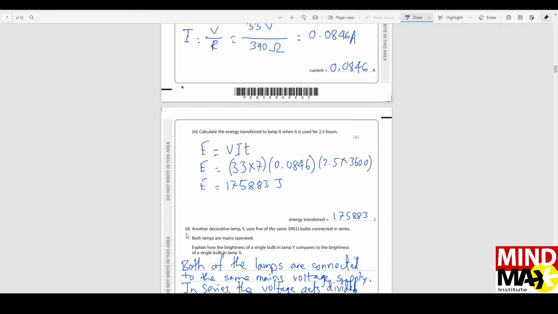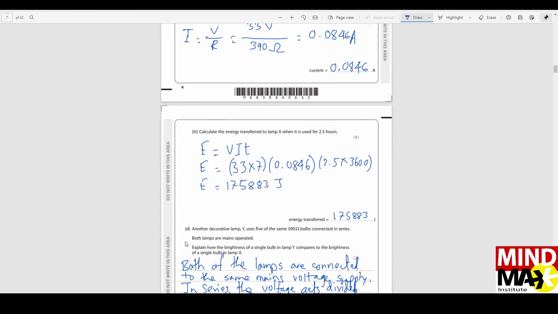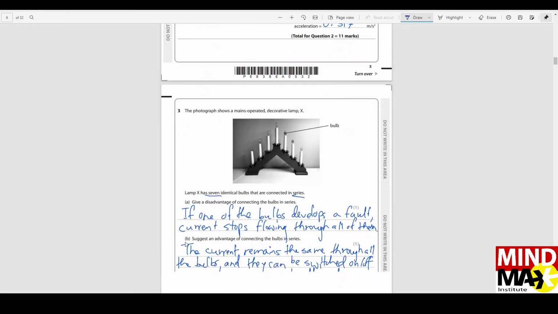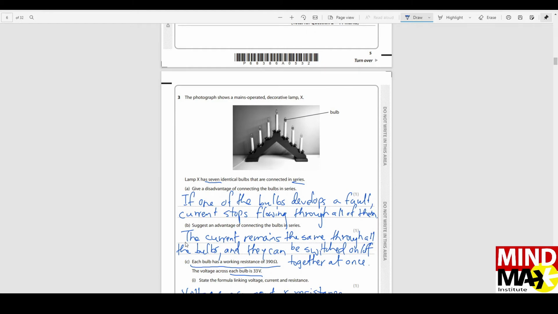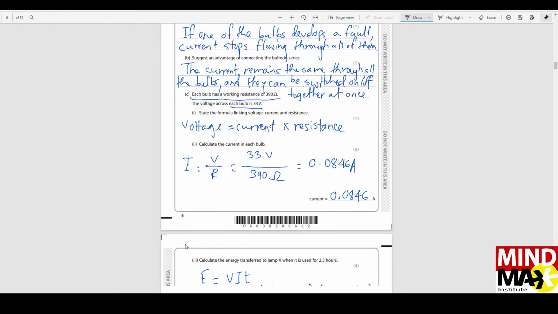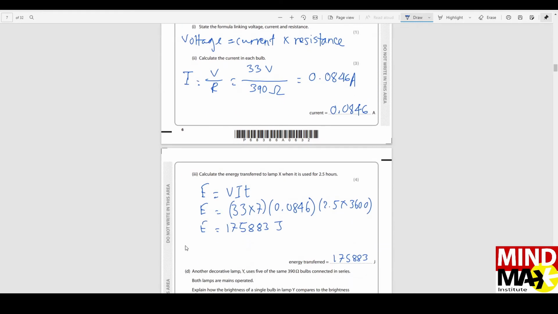Then energy is voltage into current into time, transferred to lamp X. So lamp X is basically the entire lamp containing all the 7 bulbs together. So voltage is basically the voltage of all the bulbs. In a series circuit, the voltage gets divided. So because there are 7 individual bulbs, the total voltage is actually the addition of all of them. So the total voltage is 33 multiplied by 7. Like I said, in a series circuit, the voltage gets divided. So we have to basically get the total voltage. Total voltage is the addition of all of them.